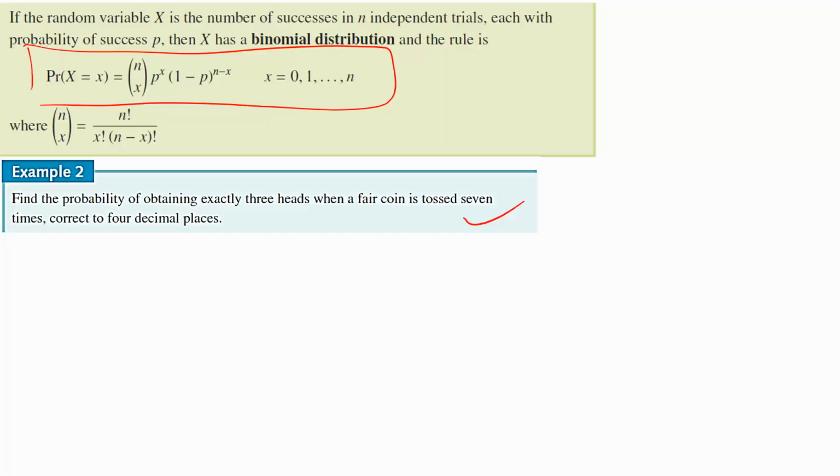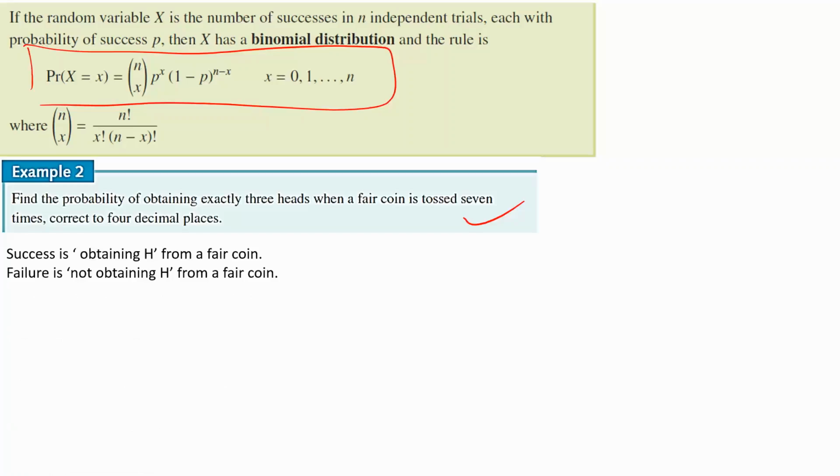Hopefully you figured out, success is obtaining H. That's your goal. Remember, there's two outcomes. As soon as you can see two outcomes, you either get it or you don't. In our case, we're getting H from a fair coin. So that means failure is not getting H on a fair coin. So you've got two outcomes there.